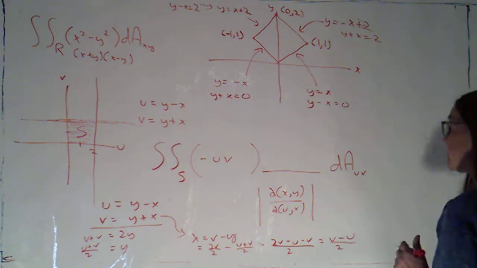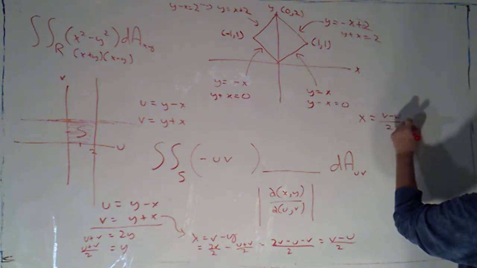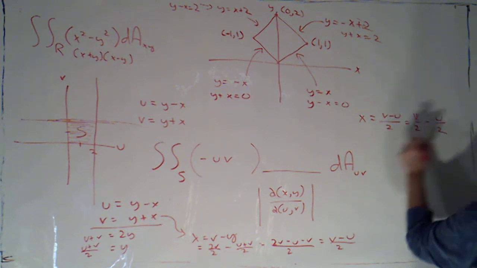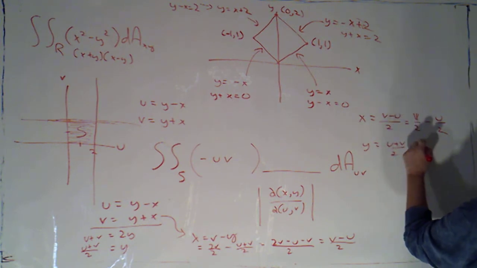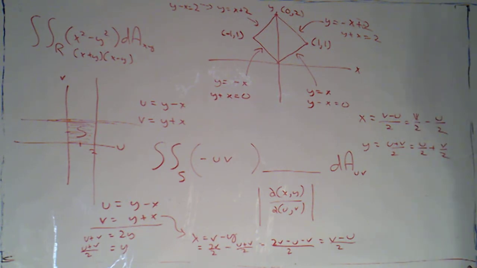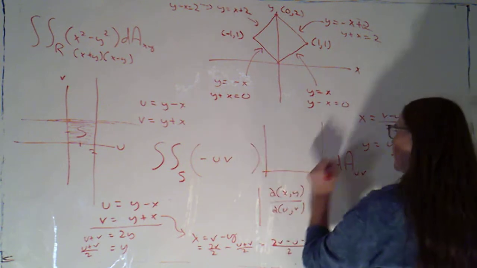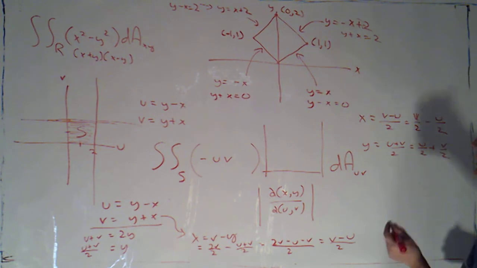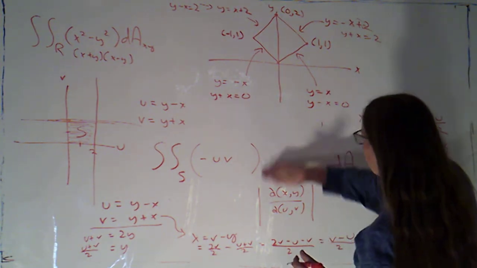Okay. So I've got x is (v minus u) over 2, which is just v over 2 minus u over 2. And y is (u plus v) over 2, which is u over 2 plus v over 2, if I distribute that division. Okay. So what I want to put here is the absolute value of the determinant of a matrix. Actually, I think I want to do a little bit more side work here.